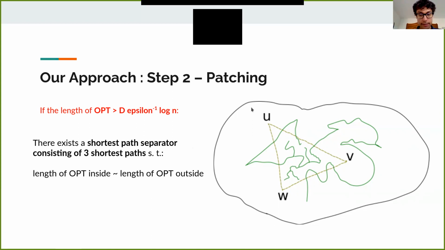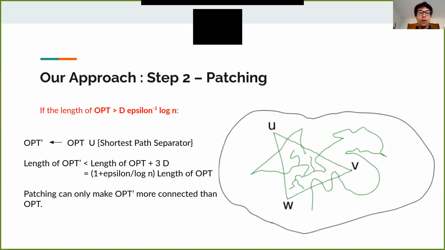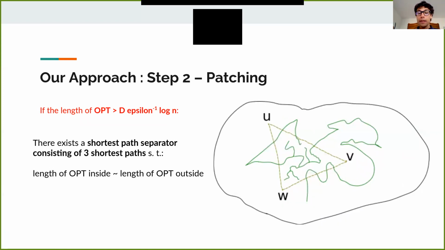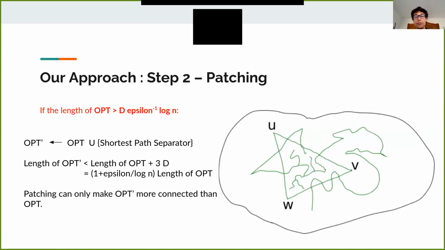Okay, and such that the length of opt inside, so the total length of the green edges inside the separator, is roughly proportional to the length of the edges outside, within a factor of 2 of each other. So we know that there exists such a balanced separator. So let's say I give you this separator, I tell you which one is the separator, then we can try to modify opt by creating a new solution opt prime, which is opt plus this shortest path separator.